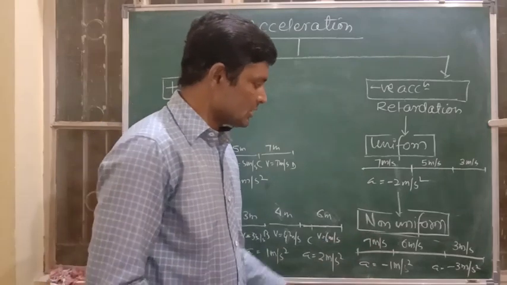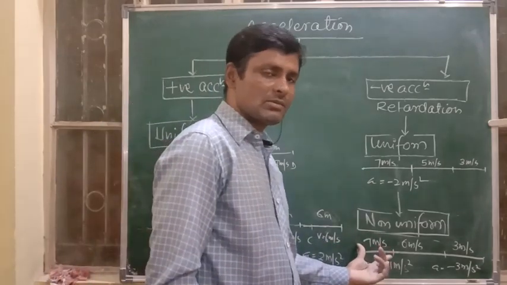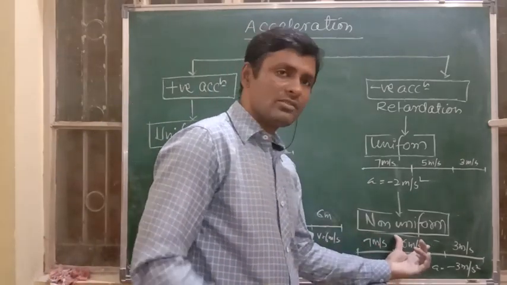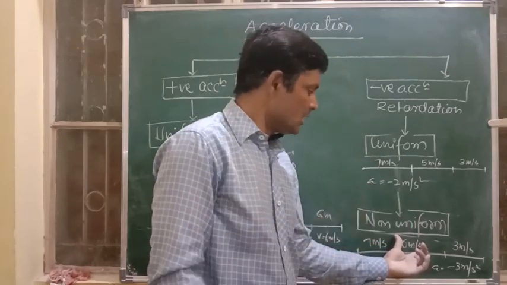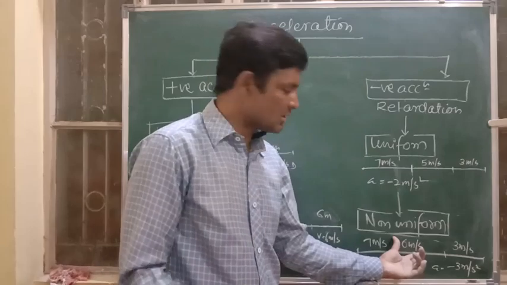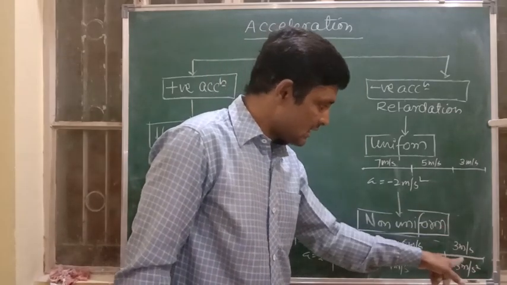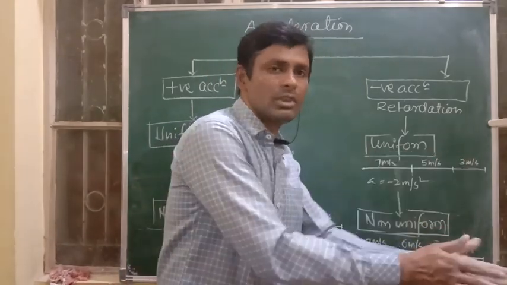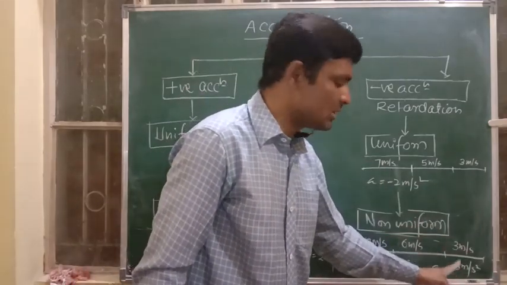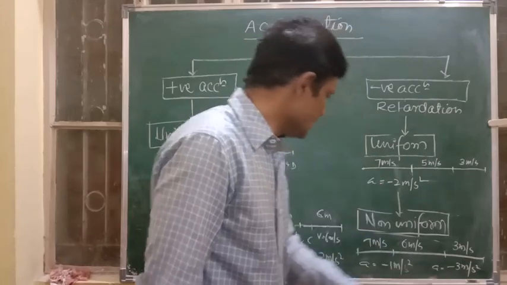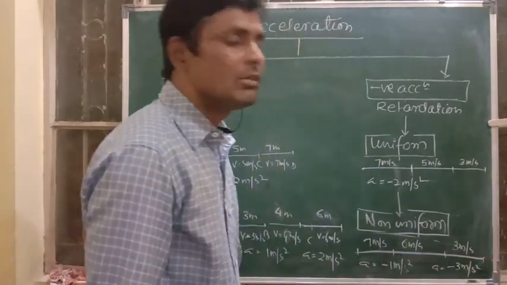And in non-uniform motion, the object was moving with 7 meter per second, then 6 meter per second. So velocity has decreased. So there should be a negative acceleration, or you can say retardation. And then in the next second it has changed from 6 to 3. So there is a change of 3 meter per second square, negative. This is called non-uniform acceleration.